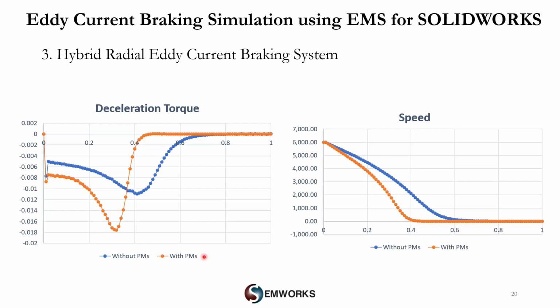So we can see that this orange curve shows that the system with permanent magnets can stop the rotating ring in less time. It's around 40 milliseconds or 0.4 second, while for the model without PMs, it takes around 0.6 second. Here is the speed behavior in both situations. So we have this curve. It shows that the speed reached 0 in less time, in 0.5 seconds.